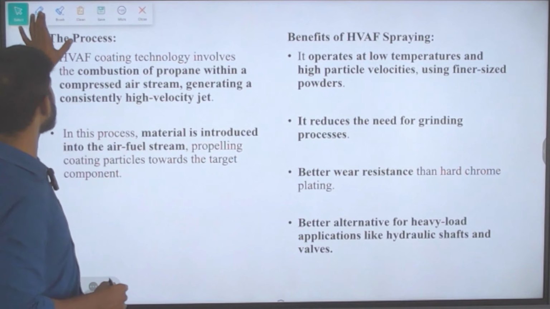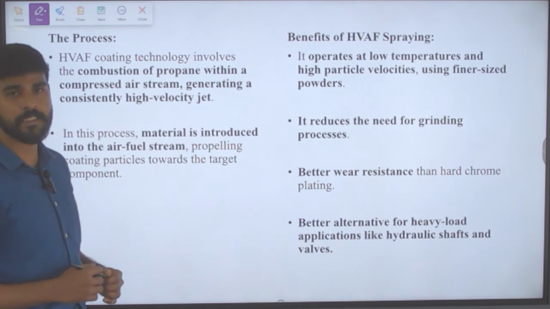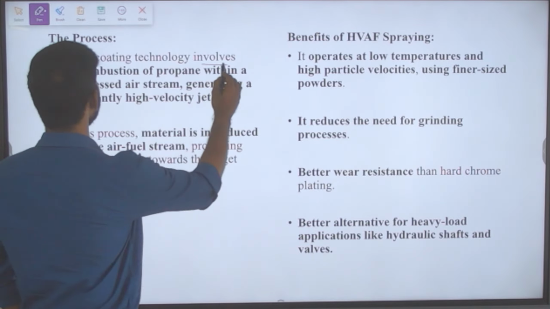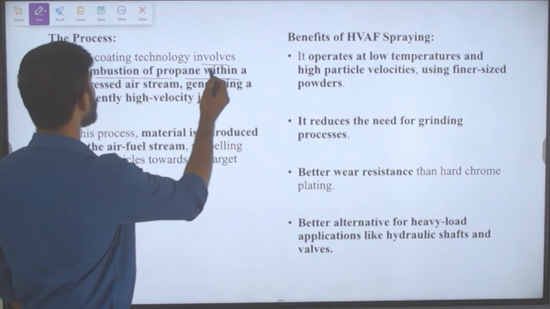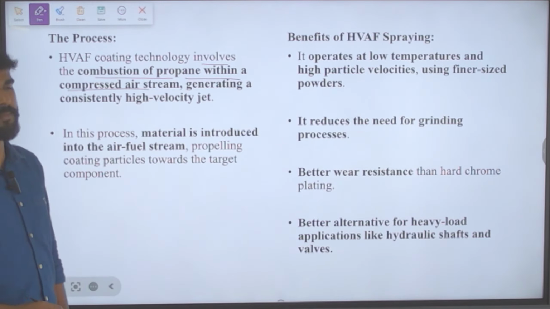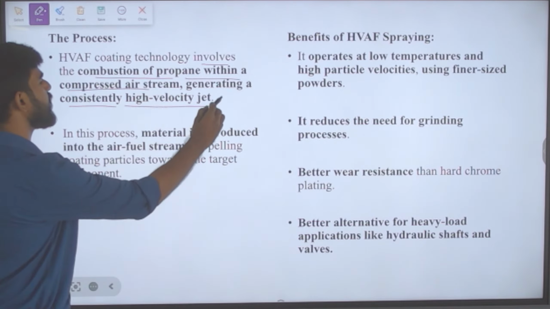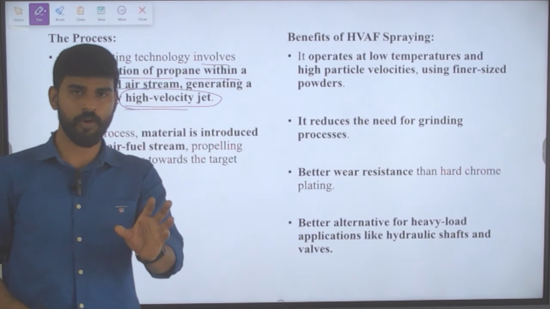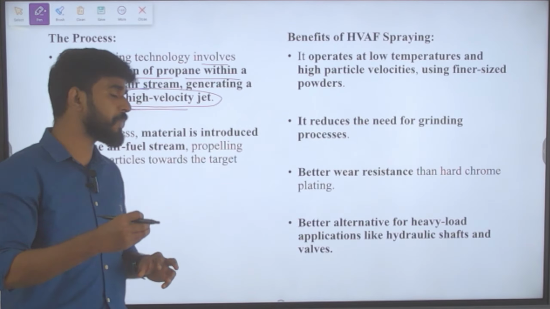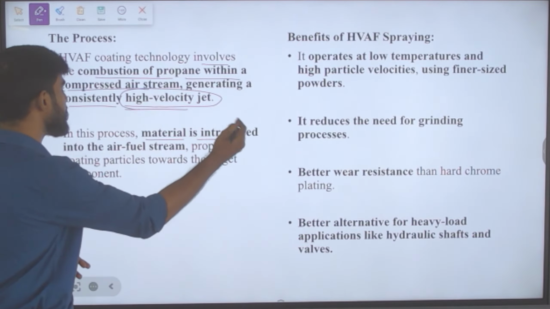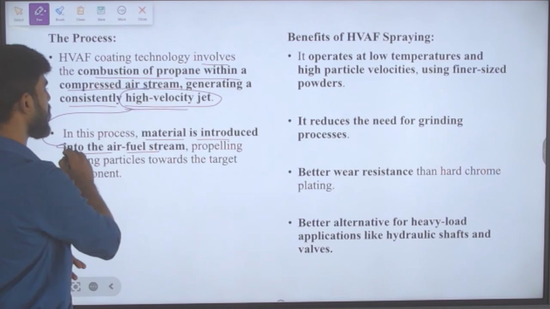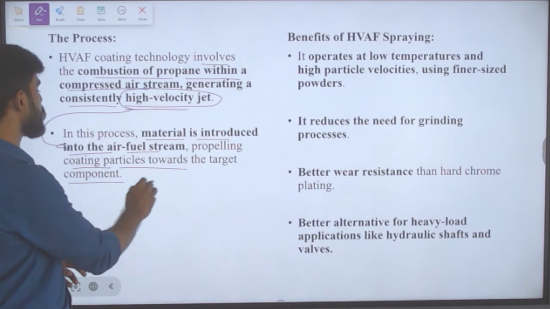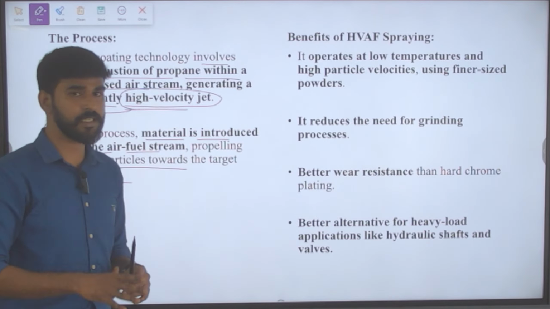So how does this work? In this high velocity air fuel spraying technology, the coating technology involves combustion of propane within the compressed air stream, generating a consistently high velocity jet. Thus a consistently high velocity jet is already present, and here we are going to introduce the material. Okay, so in this process the material is introduced into the high velocity air fuel stream, thus propelling the coating particles towards the target component. So this is how it is done.